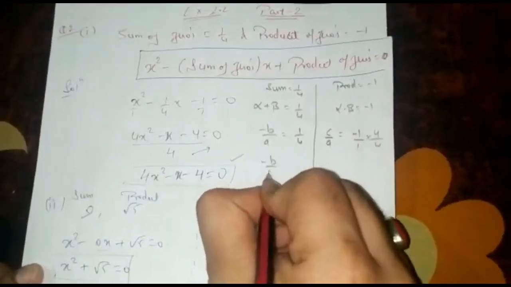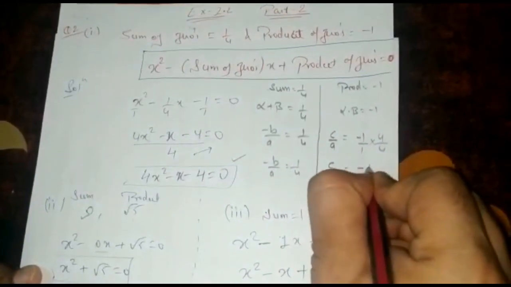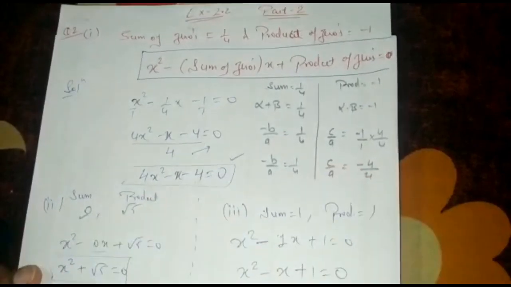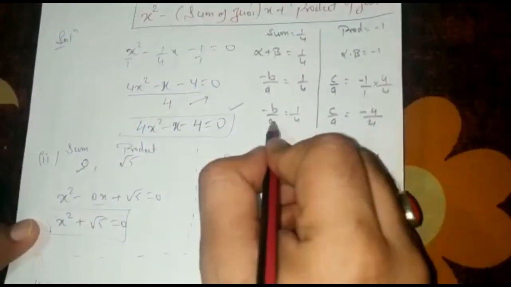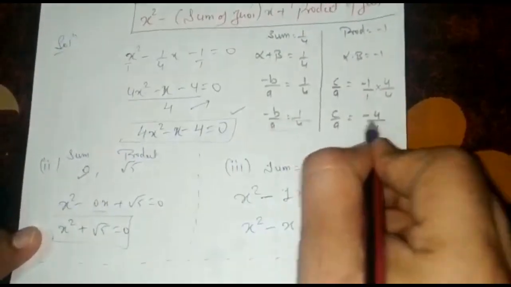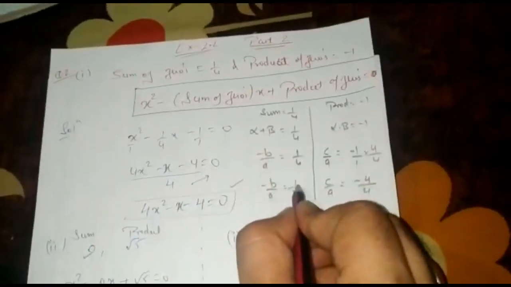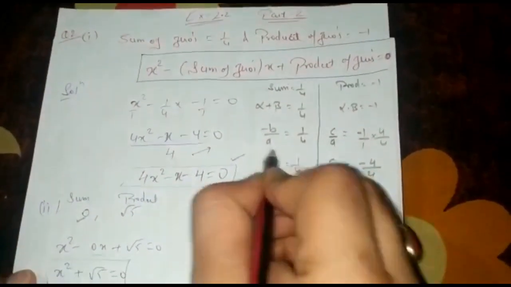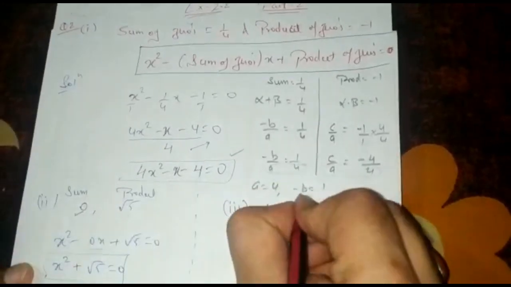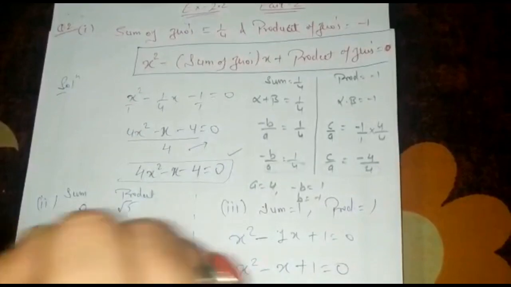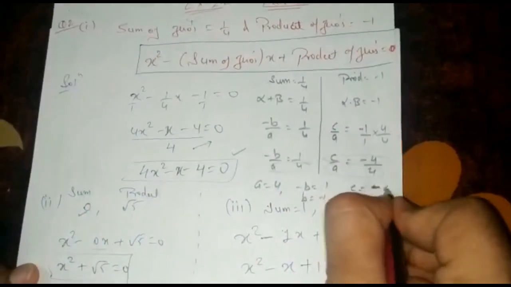So -b/a will be equal to 1/4 and c/a will be equal to -4/4. On comparing, denominator a will be equal to 4 and -b will be equal to 1. That means a is 4 and -b is 1, that means b will be equal to -1. And on comparing this, c will be equal to -4.